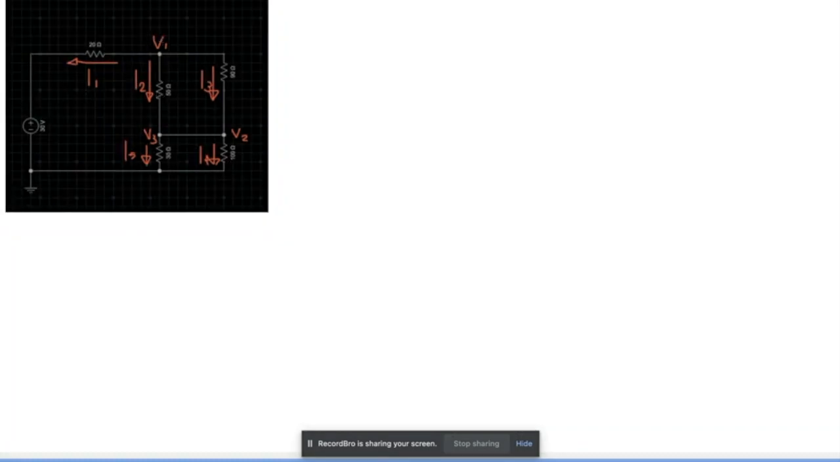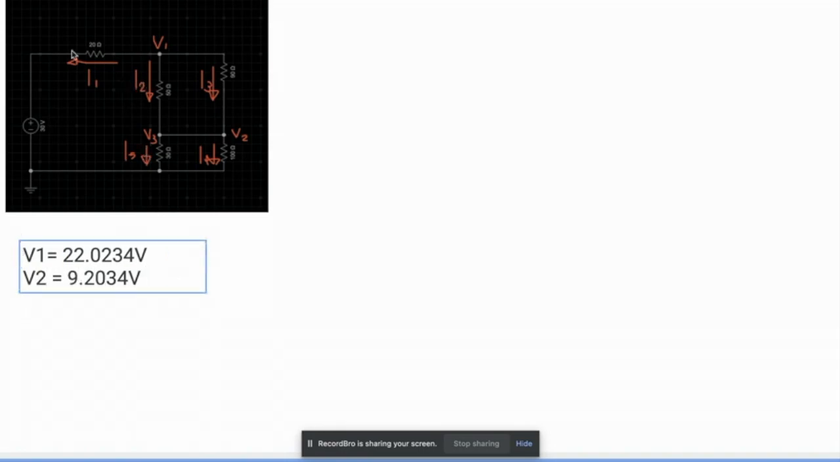So we now have V1 equal to 22.0234 while V2 is equal to 9.2034. So we can now look for the values of I1. It should match the solution we had before.